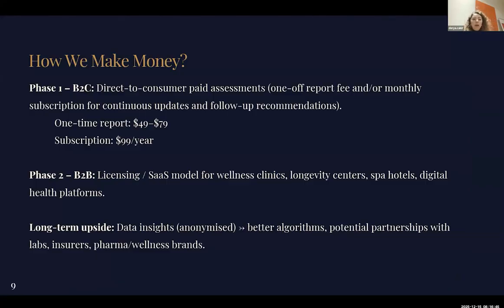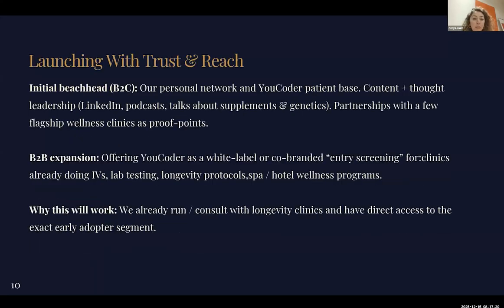So how are we going to make money? Phase 1, B2C, direct to consumer with paid assessments. If they want a one-time report, $49 to $79. If they want a subscription, $99 per year. Phase 2, of course, we want to focus also on B2B, licensing and service model for wellness clinics, longevity centers, spa hotels. And the long-term upside, we are going to use our data as an insight tool to generate better algorithms, potential partnerships with labs, insurers, and longevity wellness brands.